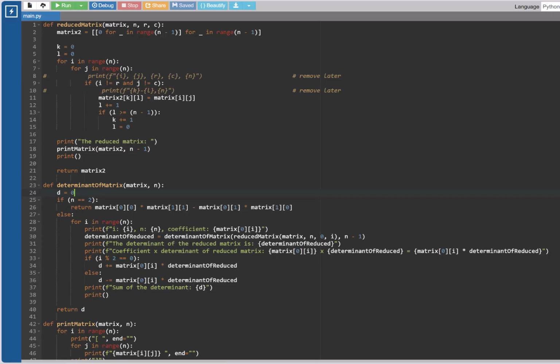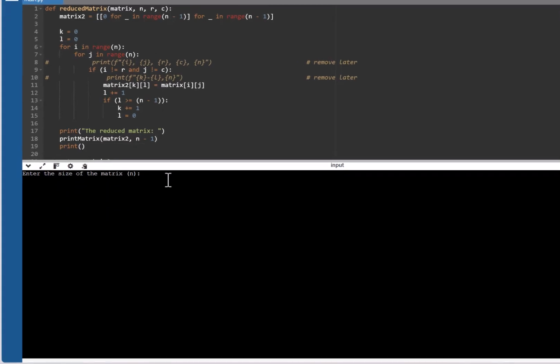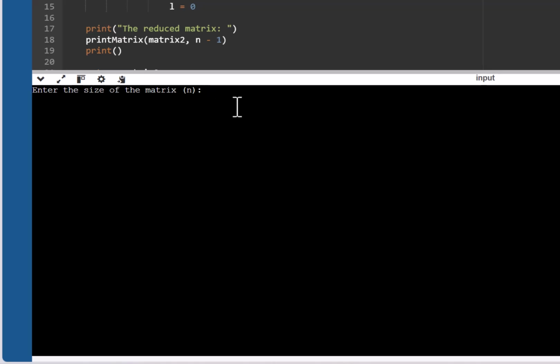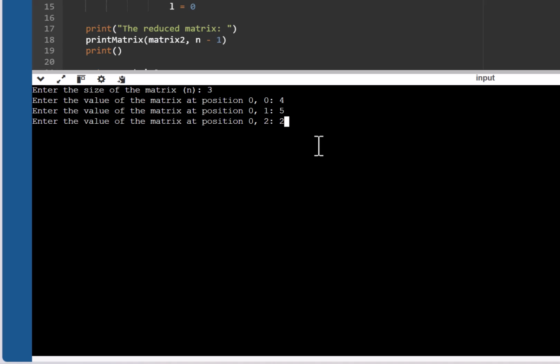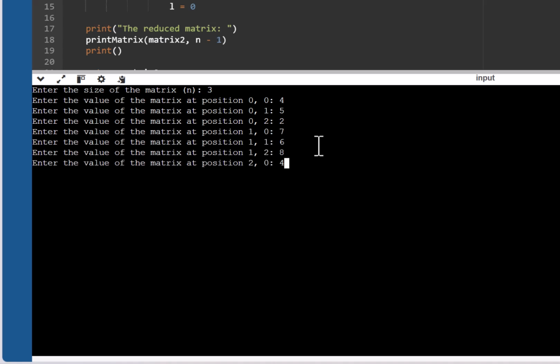Before walking you through the code, let me run the program. As we run the program, we are asked the size of the matrix. By entering 3, we are creating a 3x3 matrix. It proceeds by asking us to fill in all the values in our 3x3 matrix. We begin by entering a value for the matrix at position 0,0, 0,1, 0,2, and then it asks for the value at position 1,0, and so on.